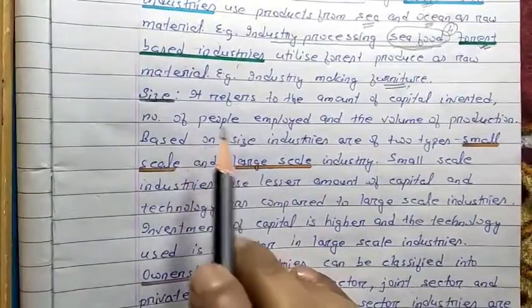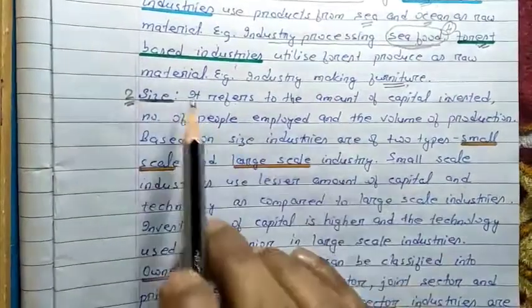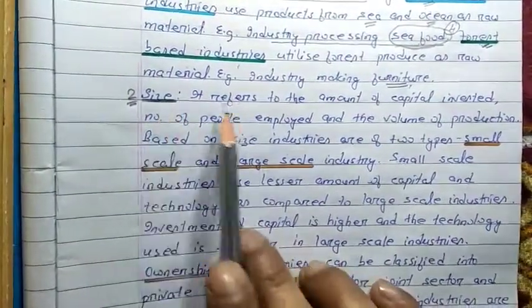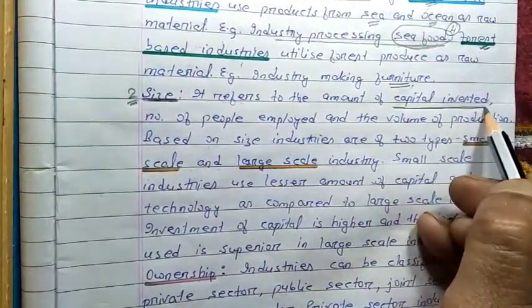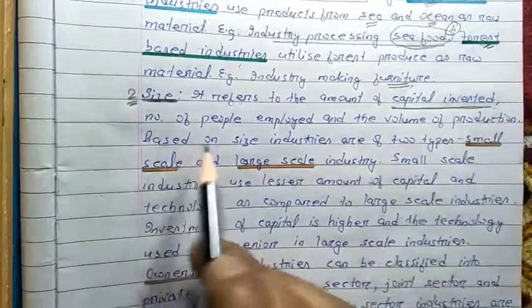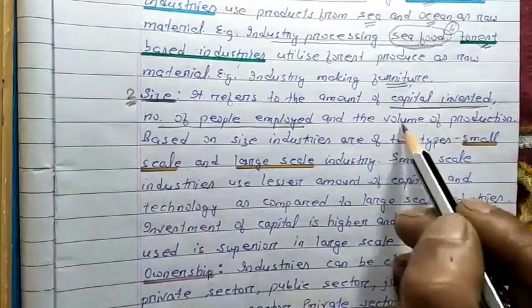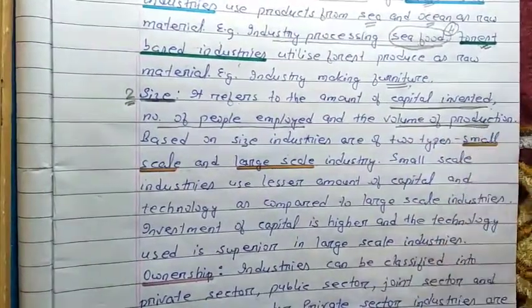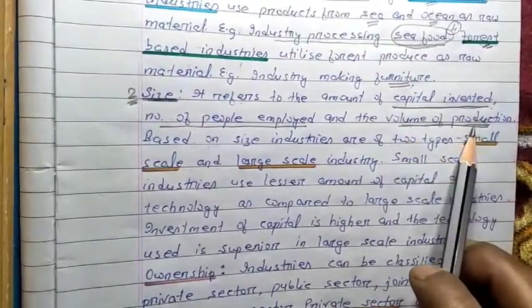The second ground on which industries can be classified is size. On the basis of size, first of all try to understand what size means. It refers to the amount of capital invested. Capital means how much money is invested in the industry, the number of people employed, how many laborers are working in the industries, and the volume of production, that is, how many finished products are generally produced.